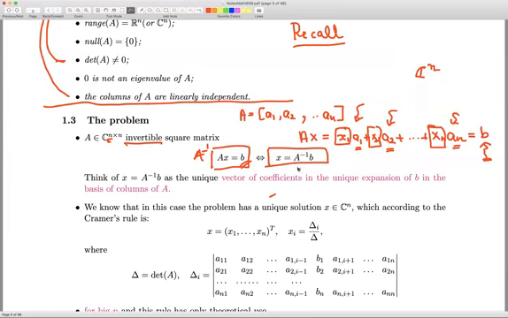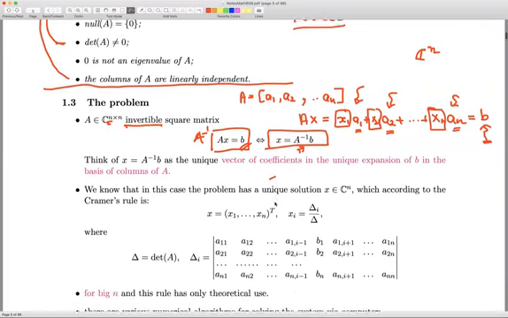However, in practice, this is not the formula that is in fact used, because for large n's, which are problems coming from real life, the computation of A inverse is very difficult, and this is not what people do, for various reasons. So we cannot use this formula to compute x.